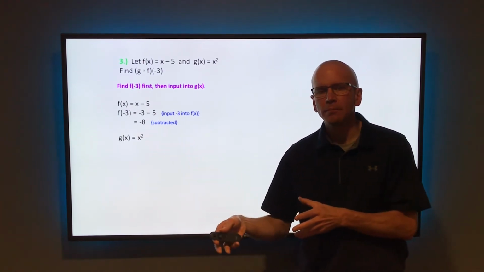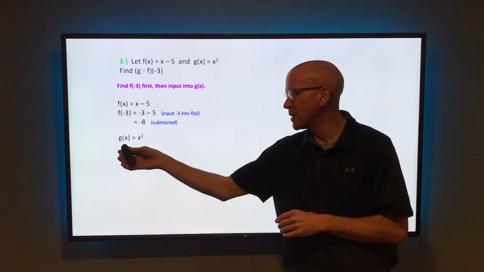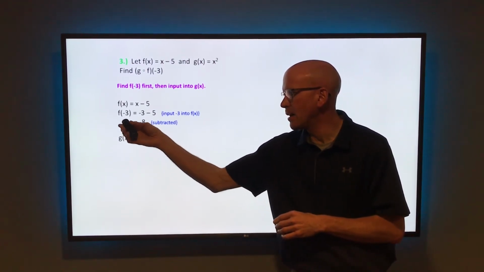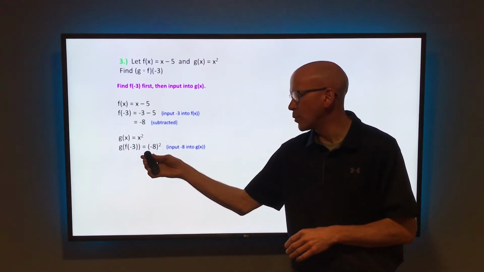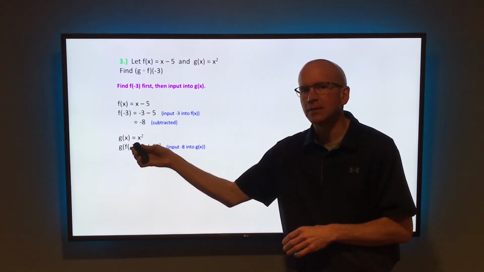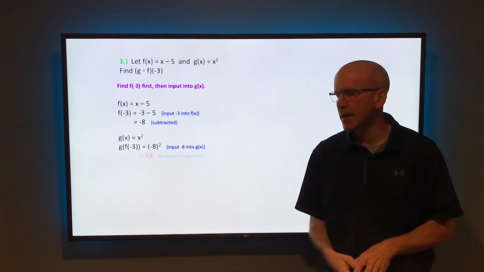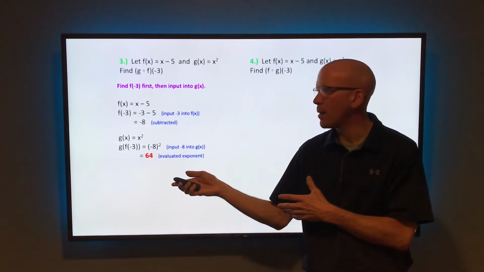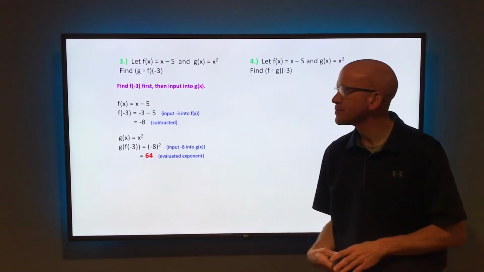And that output becomes the new input going into g(x). So we'd be finding g(-8), or g(f(-3)). f(-3) was -8. We're replacing that x in g(x) with that -8. So it'd be (-8)², and that is 64. That is the final output. That is g(f(-3)), 64.